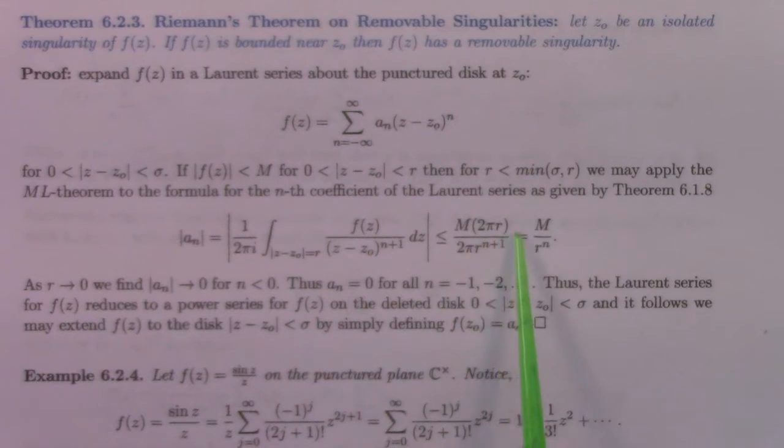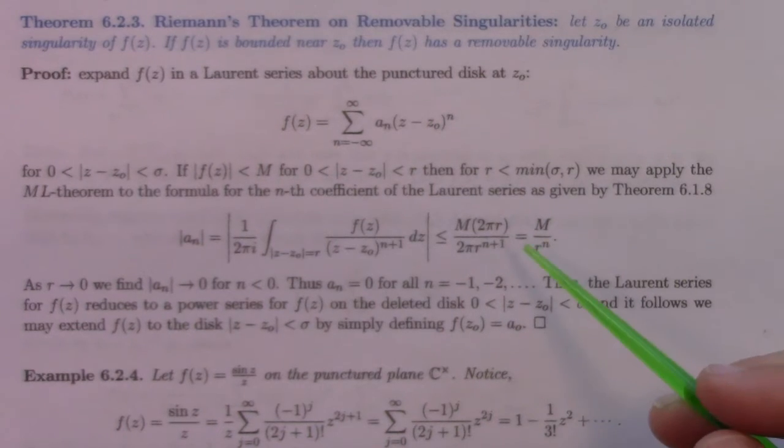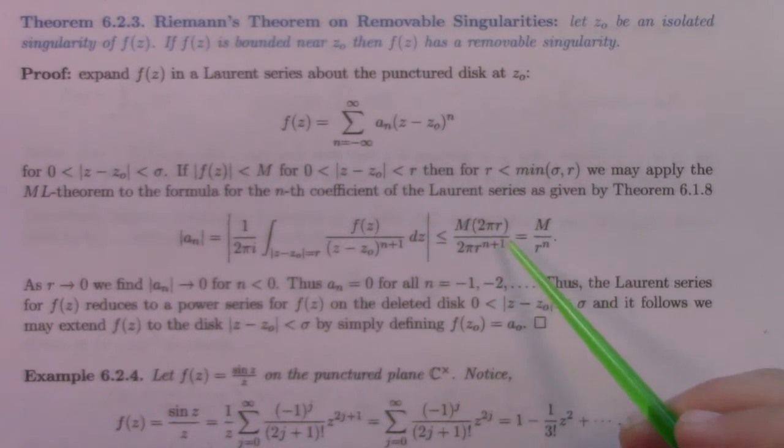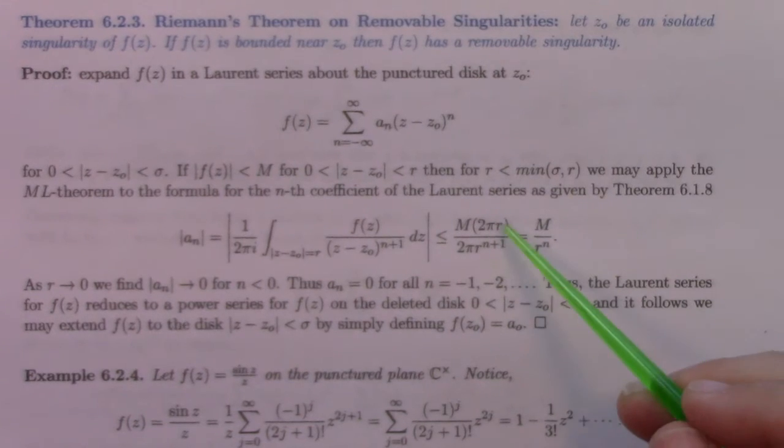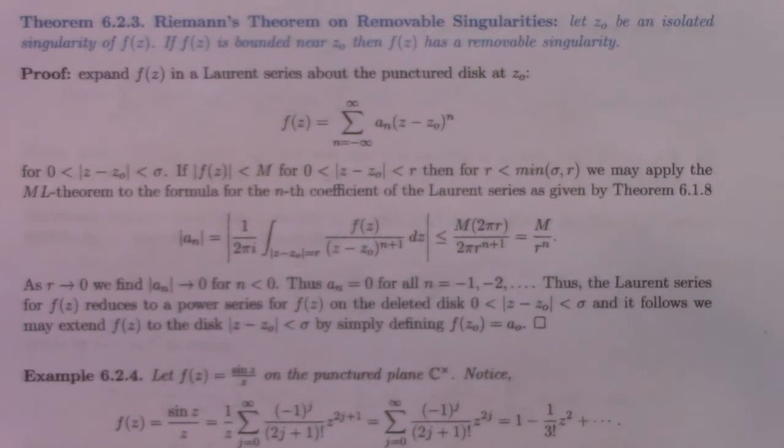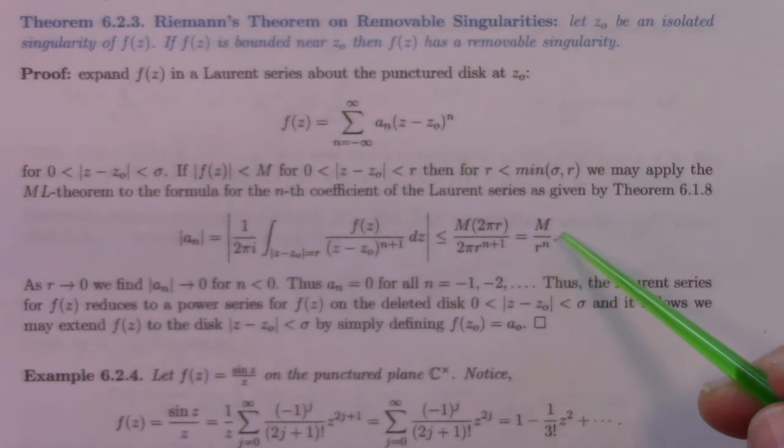But by the ML estimate theorem, this is less than or equal to the bound for this integrand. The bound for this integrand is given by m. The length of the integration curve is 2 pi r. Then we divide by 2 pi, and then this 2 pi r to the n plus 1, right? Because this modulus is actually equal to r to the n plus 1. The only inequality going in here is the bound. Everything else is equality. Well, for the ML theorem, the L is also an inequality, but whatever. So this gets you m over r to the n.